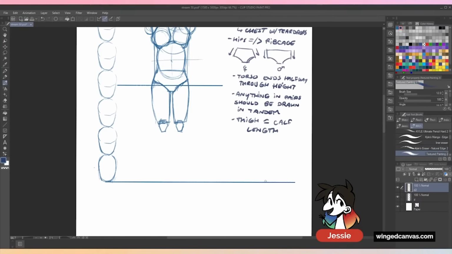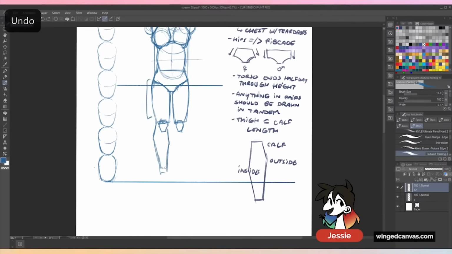But let's talk about the calves. Calves are a very, very specific shape. They're a coffin shape, but they're very, very specific. The outer muscle is higher than the inner muscle. So this is your calf. This is the outside, inside. All right, so the outer muscle of your calf is taller than the inside. And usually your thigh is approximately the same length as your calf. So keep in mind that your outer muscle will be taller than the inner one.